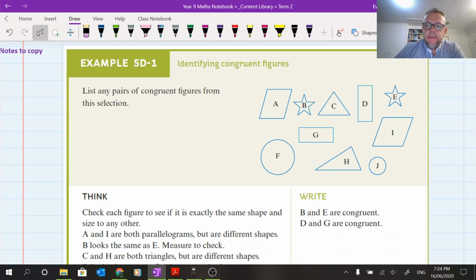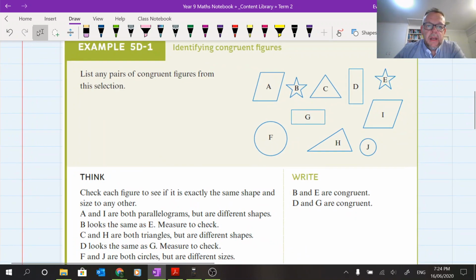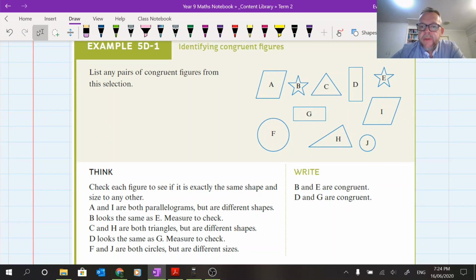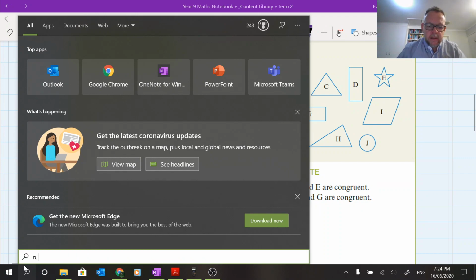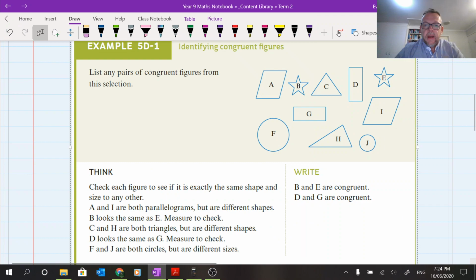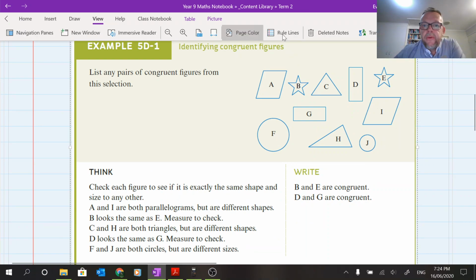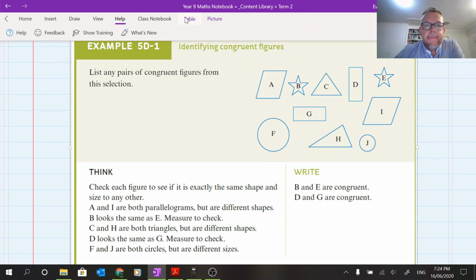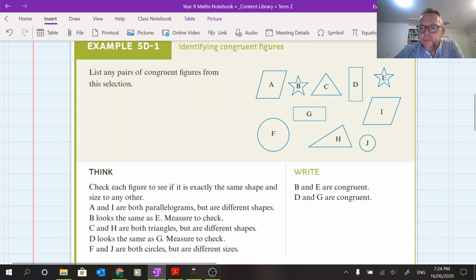So let's have a look here. We want to list the pairs of congruent figures from the selection. So we just need to check to see if they are exactly the same shape. I wonder if I can pull out a ruler and we can measure. Not easily. Okay. What if I go view? Is there a ruler up here? I'm going to have to get out the old ruler and do it in class if we do it that way. We'll just eyeball it at the moment, hey?